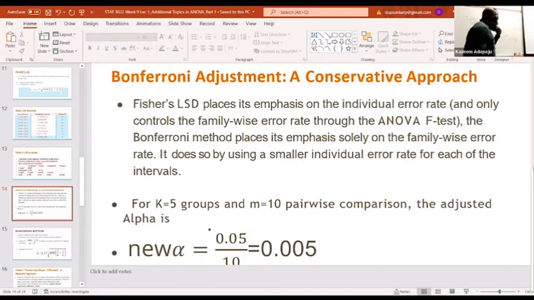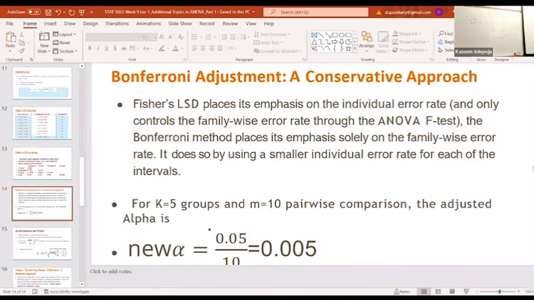I told you how you can get the number of tests. When the treatment has K groups, if you want to determine the number of tests, you do K combination 2. This is the formula: K factorial divided by K minus 2 factorial, times 2 factorial. That would give you the number of ways. This is basically M. Now, the Bonferroni correction is an attempt to correct the Fisher LSD.